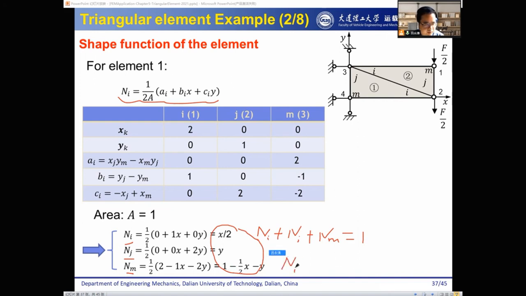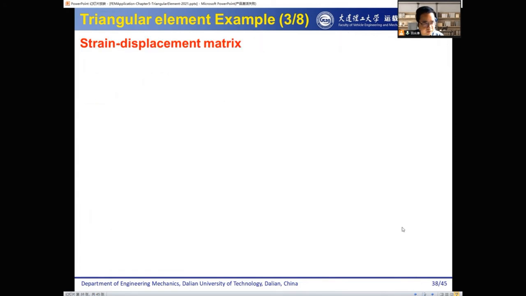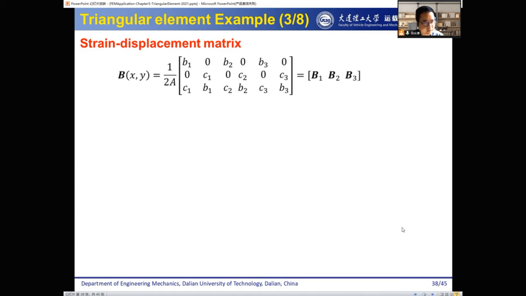We also know N_I at (x_I, y_I) should be 1, right? So we can put in the coordinate of I. I is x equals 2 and y equals 0, so 2 over 2 is 1. By this way, we also check that our answer is correct. This is the cross check, double check, to help you understand whether the answer is correct or whether there's a mistake or error in your calculation. Then we write out the B matrix.